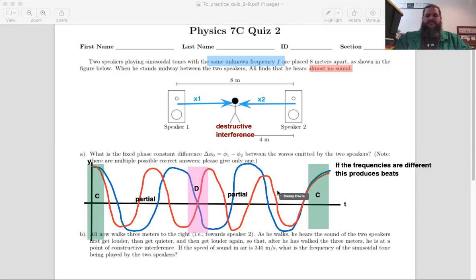Oh, I have a quick question. Mm-hmm. I was wondering, so in the pink area, it's destructive because they're intersecting? Specifically because we have opposite types of points on the wave. At this point, it looks like one of the waves is at equilibrium on the way down, and the other wave is at equilibrium on the way up. So those are opposite types of points.